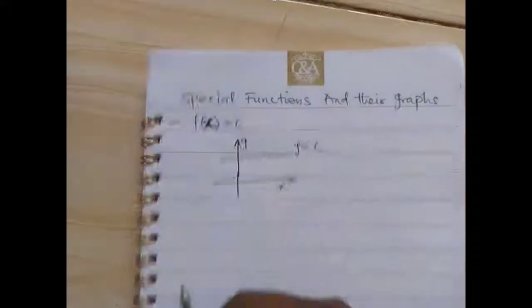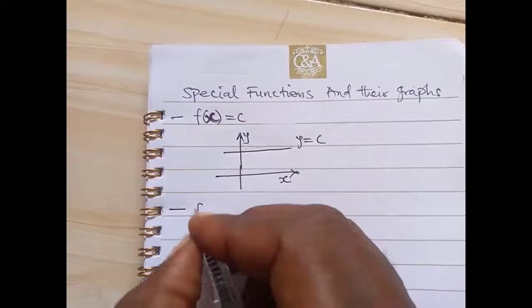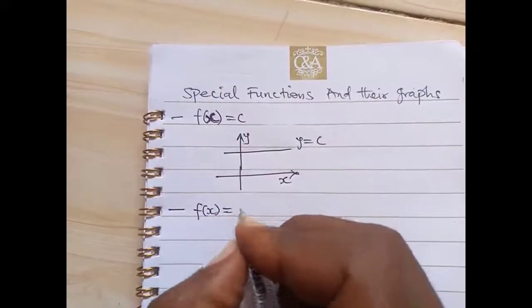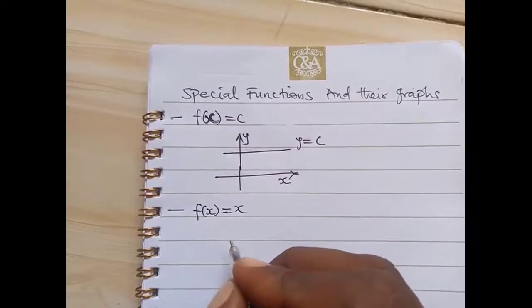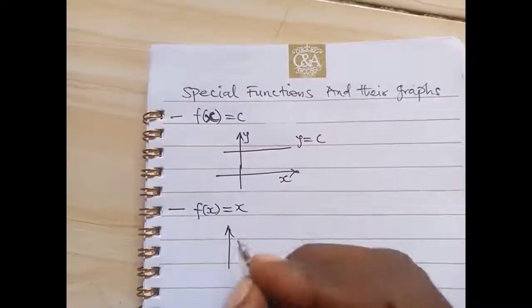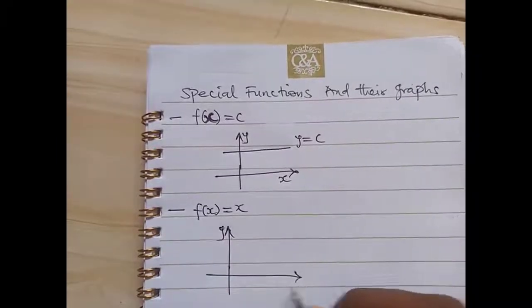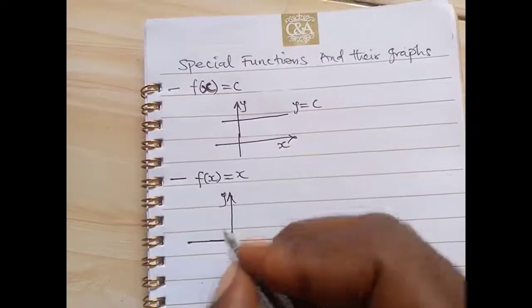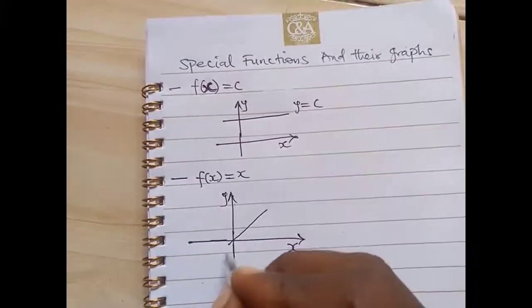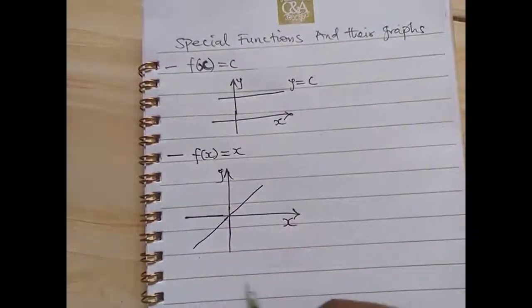The next one we have is the identity function. Here y is equal to x. What it means is that its domain and range are equal. So if we have y and we have x, the graph goes this way. So y is equal to x.